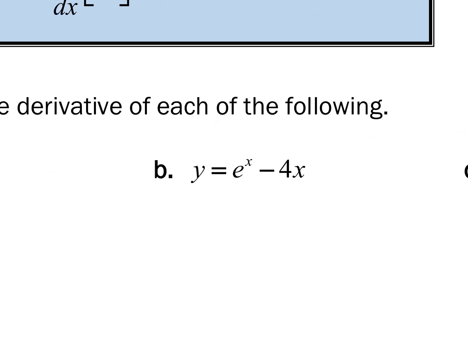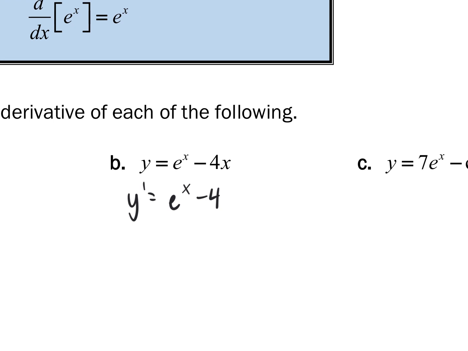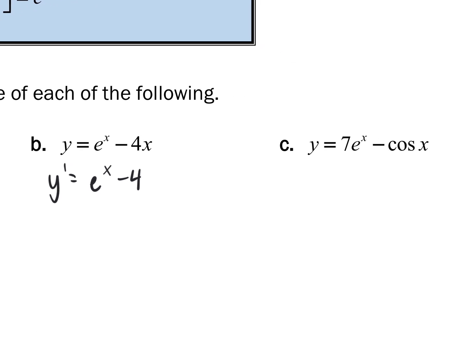Okay, letter B. What am I going to get? E to the x minus 4. And the last one, 7e to the x. And the derivative of cosine is negative sine, or plus is fine there.